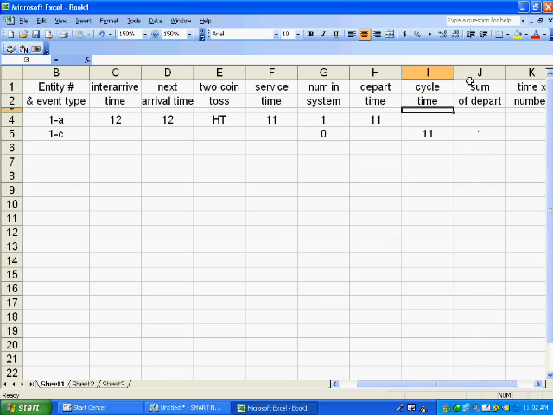And what I'm going to keep in column J is the sum of all the departures. So we've had one customer departing. The columns K and L I'm not going to fill in today at all. We're going to come back to that on Friday.